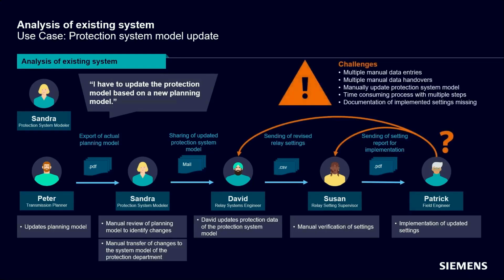You have already seen the issues. In these steps, there are a lot of manual update processes. The network model is updated manually, the relay settings are updated manually, and each manual update is a time-consuming process with multiple steps. And last but not least, there's also no documentation, or the documentation is at least not sent back of the implemented settings to David or to Susan to verify that the settings have been implemented correctly.